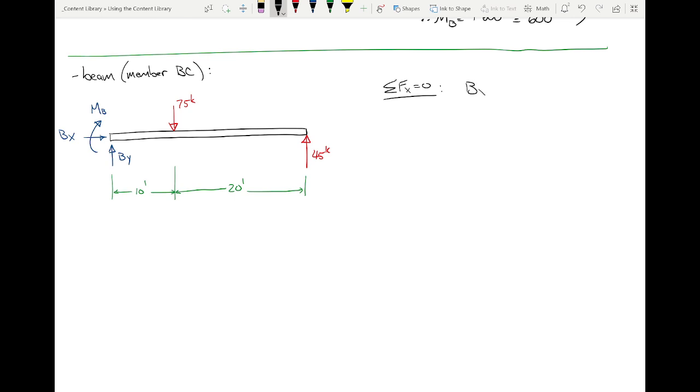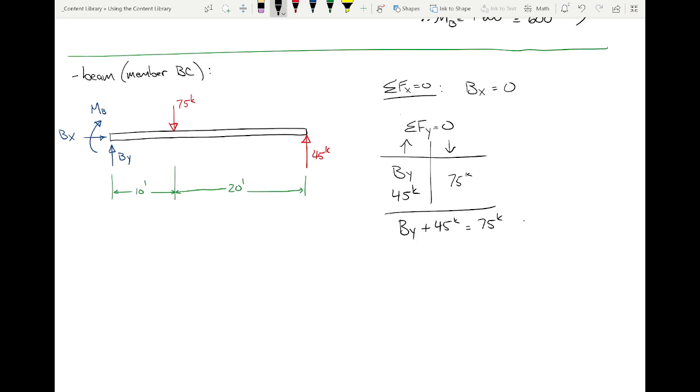What is BX? All right, let's do sum of forces in the y direction. Let's be formal about it. I got BY going up, 45 kips going up, 75 kips going down. BY plus 45 kips is 75 kips. BY is 30 kips going up. Is that fair that I did that kind of quickly? Yes. I know what you're probably getting ready to ask, right?